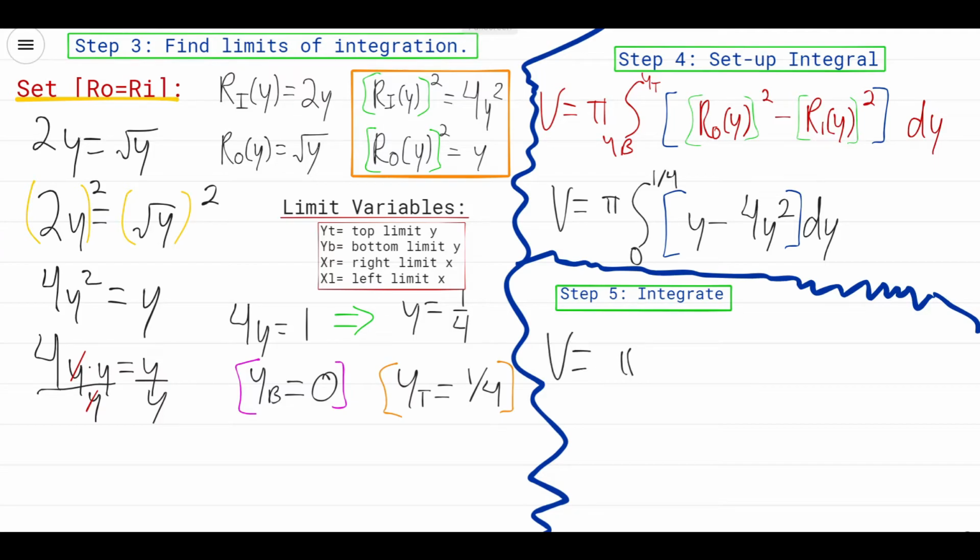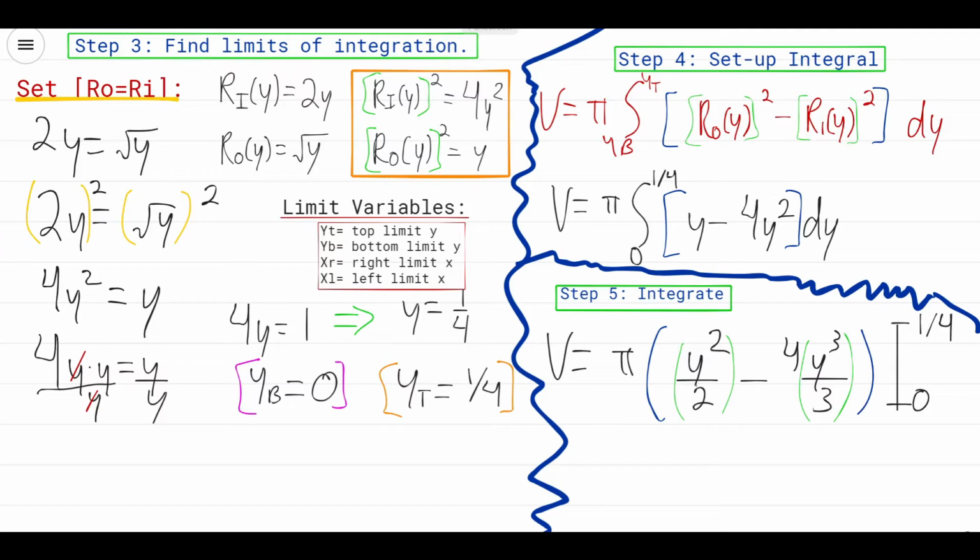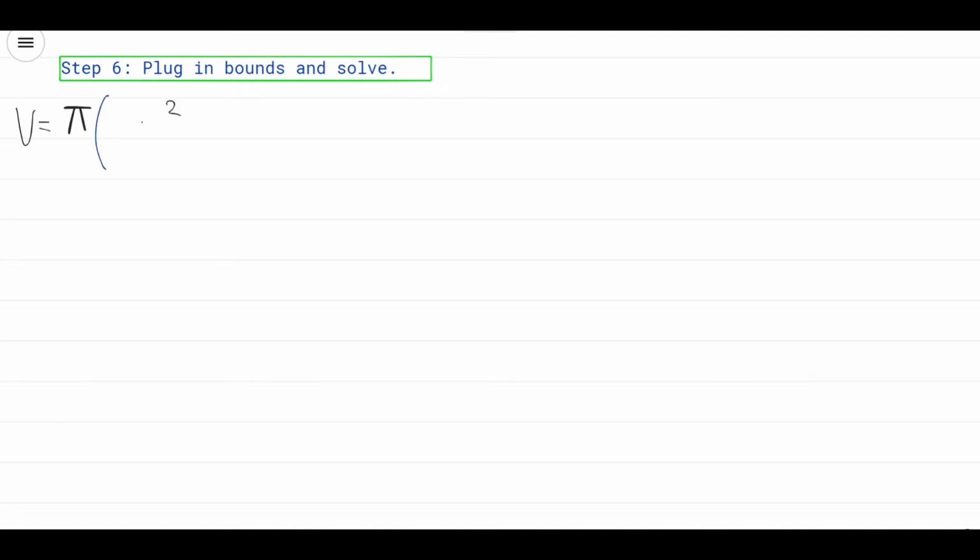So when we integrate this, we get the volume of pi times y. The first term would be y squared over 2. The second term, 4y squared, would be y cubed over 3 times 4, bounded from 0 to 1/4. So now let's plug in the bounds. For step 6, we're going to plug in the bounds and solve. So our volume is the original integral from 0 to 1/4 of y squared over 2 minus 4y cubed over 3.